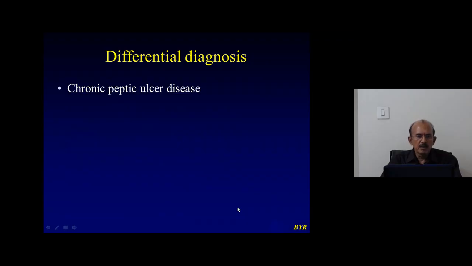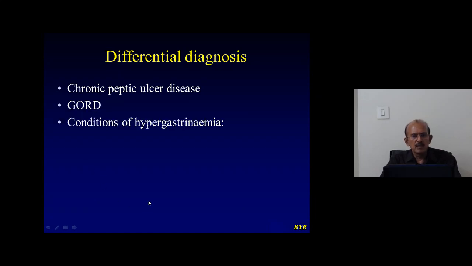Differential diagnosis: chronic peptic ulcer disease, gastroesophageal reflux disease, and other conditions of hypergastrinemia. So this is one of the frequently asked questions in the PG entrance examination. What are the causes of hypergastrinemia? You tell me. One is Zollinger syndrome. We have seen G cell hyperplasia, G cell tumors. What else can cause hypergastrinemia?